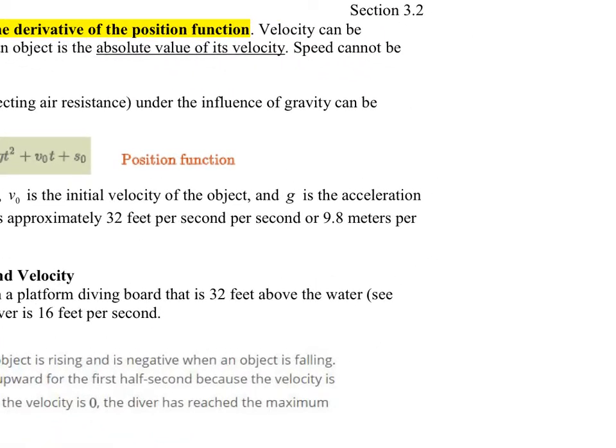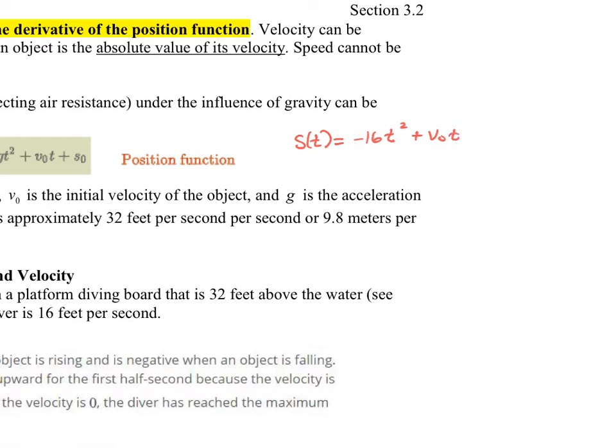What they essentially just said is if you have a position function for any object on Earth falling without wind resistance, it's important that you know there's no wind resistance here, and all we're doing is measuring the height of the object dropping off a building, for instance, it would always be negative 16 t squared plus v naught t, which would be your initial velocity.